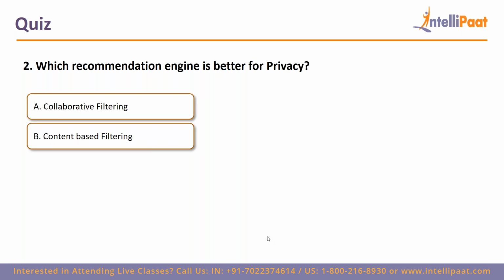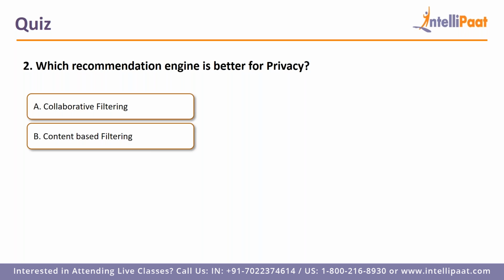Finally, which recommendation engine is better for privacy? Collaborative filtering or content-based filtering? For those of you who have forgotten, collaborative filtering is the one where we take a look at your viewing history as well as some other viewers' viewing history. Based on the similarity between your and another user's viewing history, we recommend you things. On content-based, we take a look at the content and then we take a look at similar content in our library and then we recommend you those things.